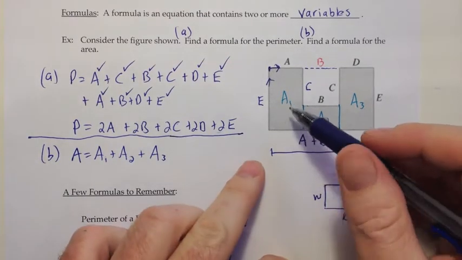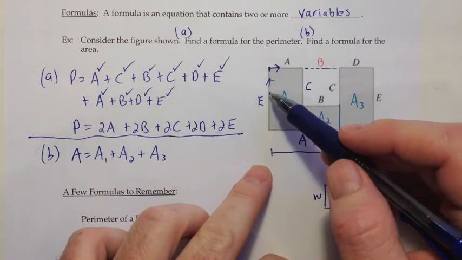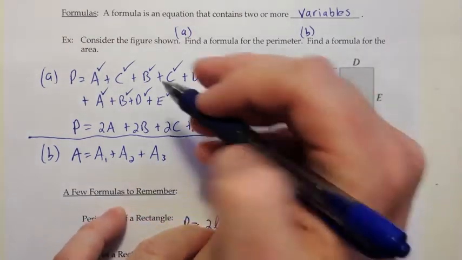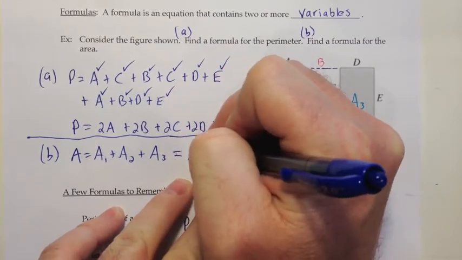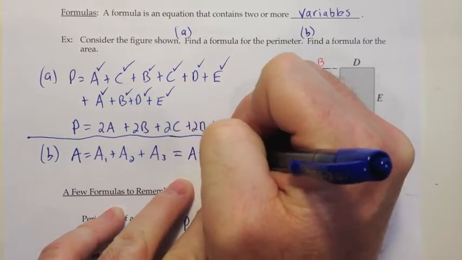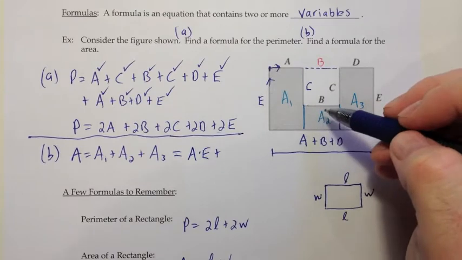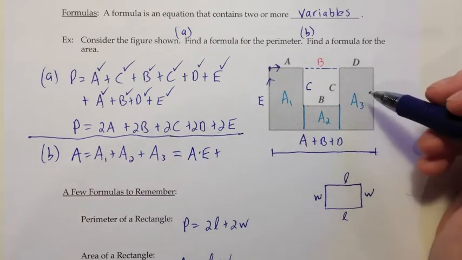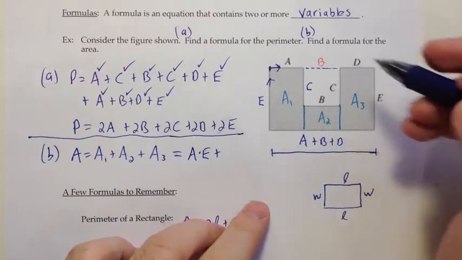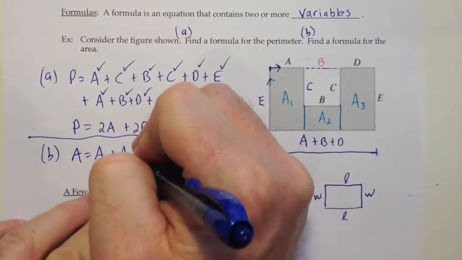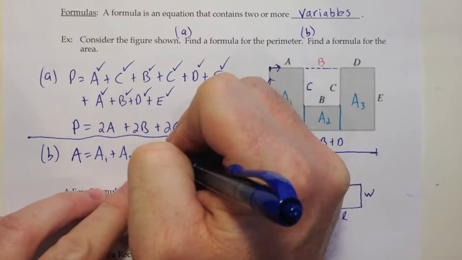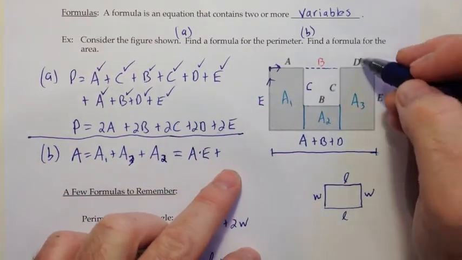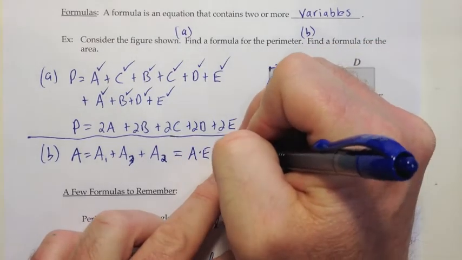So area 1 is a rectangle. Length times width looks like it would be A times E. Across A, down is E. So that first piece is A times E plus, second piece is I think the hardest one. Let me go ahead and go over to A3. A3 would be D times E, so I guess I did these in the other order, or I'm going to, so let me change that to a 3 and a 2 just so it all matches up. So for A3 that would be D times E for its length times width.